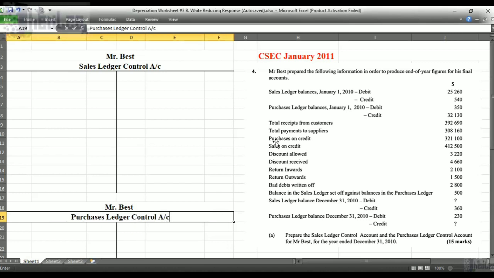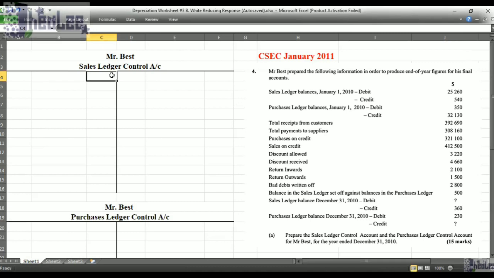Now, in exam, you can decide whether you want to do one and then you do the other, or you could just make your entries in the respective accounts as you go along. I'll be making the entries in the respective accounts as we look at the items.